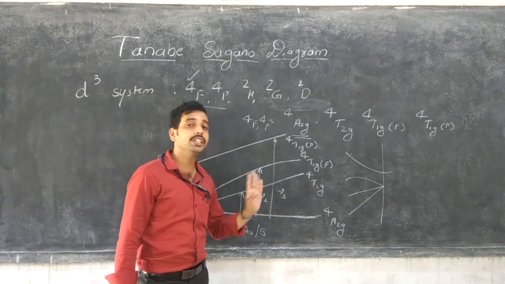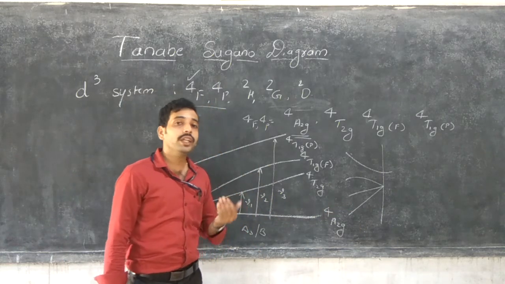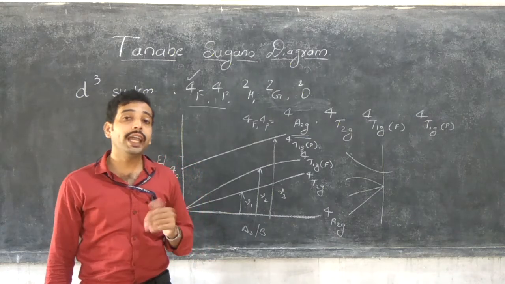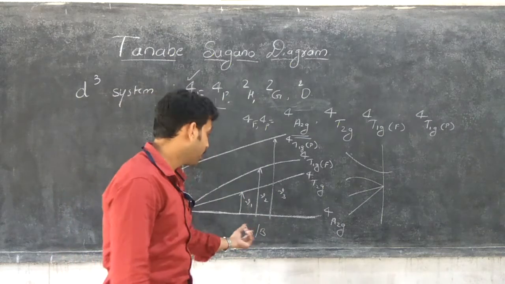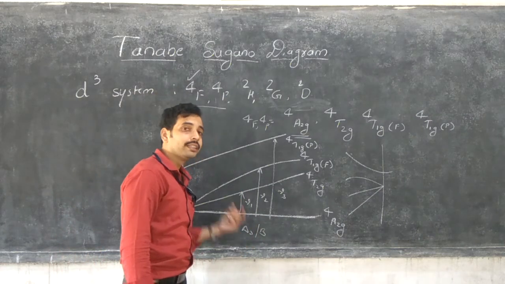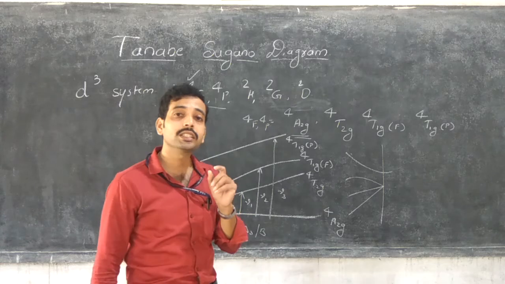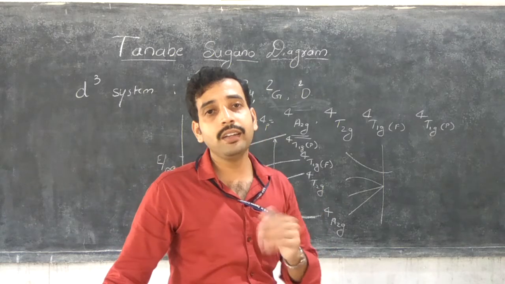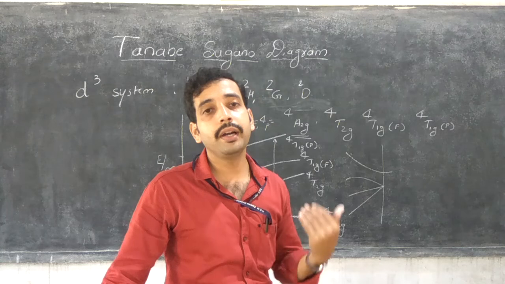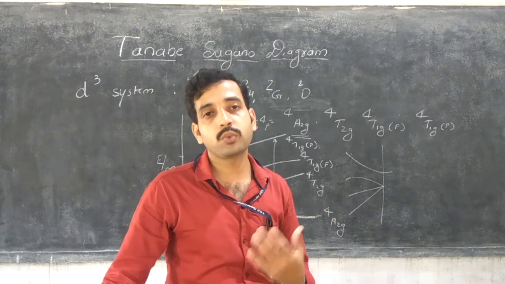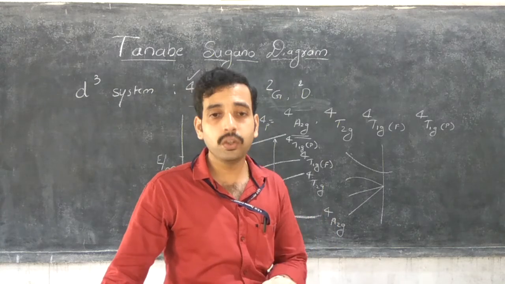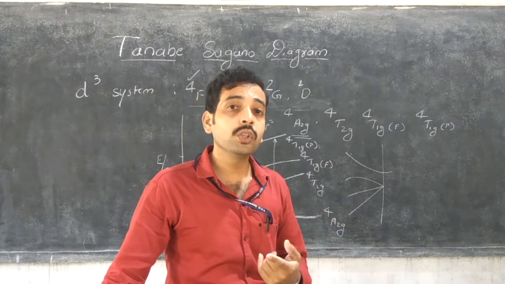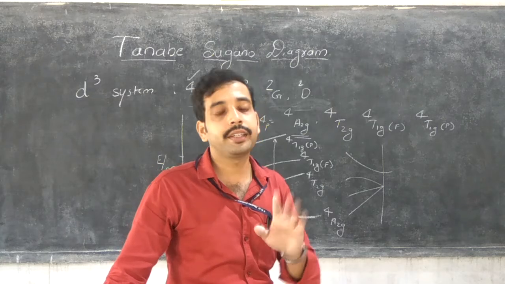There are the three transitional lines, and we can also calculate its energy. Energy means delta naught. The delta naught means the crystal field stabilization energy or splitting energy. The delta naught can be easily calculated by the use of Tanabe-Sugano diagram. How is it calculated? Based on some energies that are given.